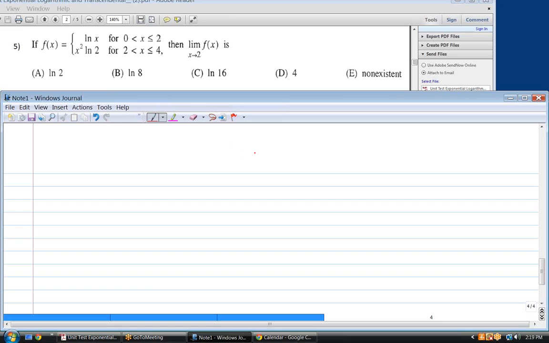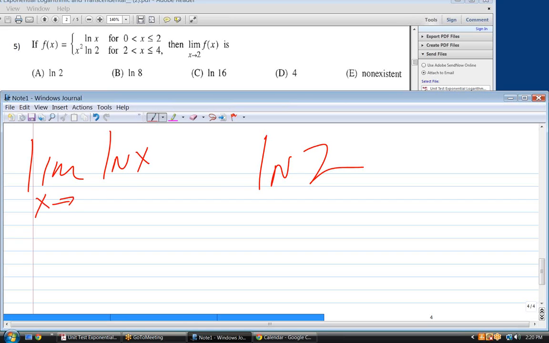The limit as x approaches 2, so ln of x when x is equal to 2. Isn't that just the natural log of x from the left? So that's the natural log of 2. In other words, the limit of natural log of x as x approaches 2 from the left is natural log of 2. Well, what is the limit as we approach it from the right?